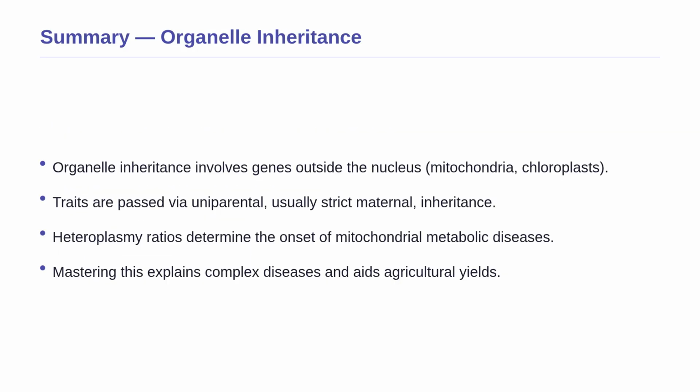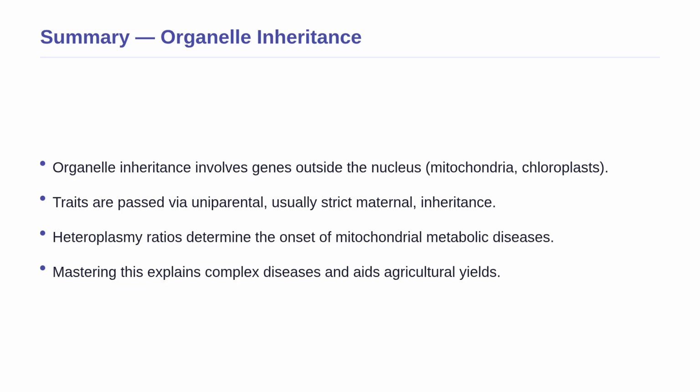We have covered a lot of ground today, so let us summarize the key takeaways. First, organelle inheritance fundamentally shifts our understanding of genetics by proving that not all traits are inherited equally from both parents. Mitochondria and chloroplasts have their own DNA. Second, these vital energy-producing organelles are passed down through strict uniparental, usually maternal, lines.